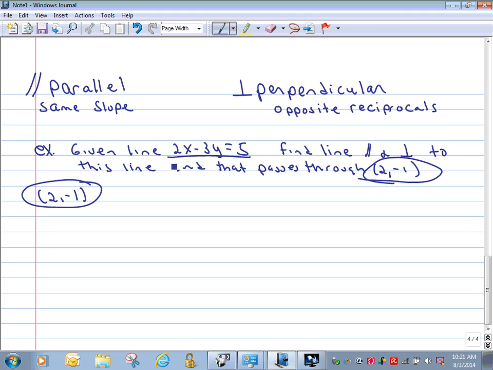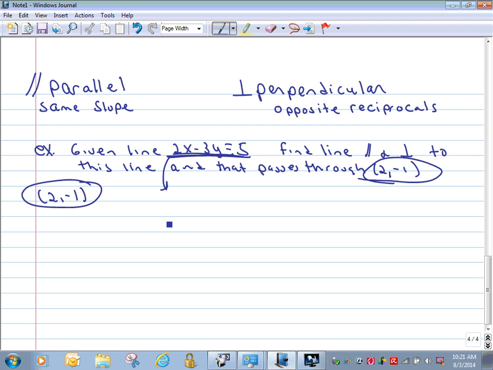Well, the first thing we need to do, since it is going to be parallel to this line, then the slope of this line would be the same for the parallel line. If it's going to be perpendicular to this line, then the slope would be the opposite reciprocal of the slope of this line. So, that being said, I'm sure you've guessed we need to find the slope of this line.